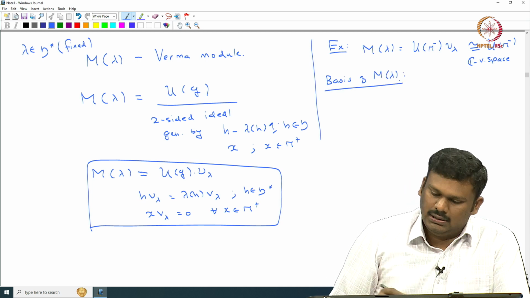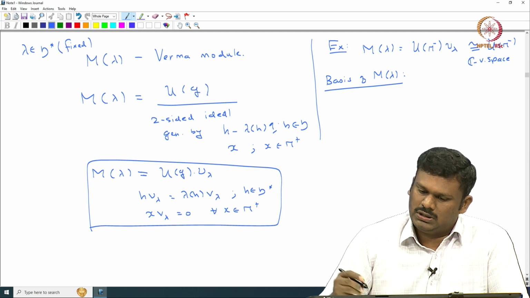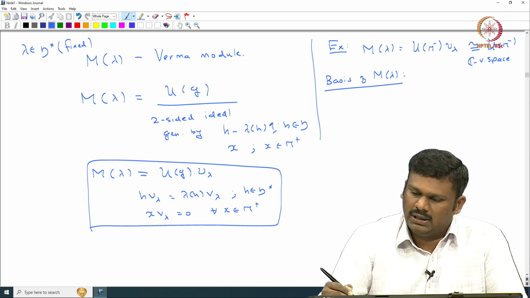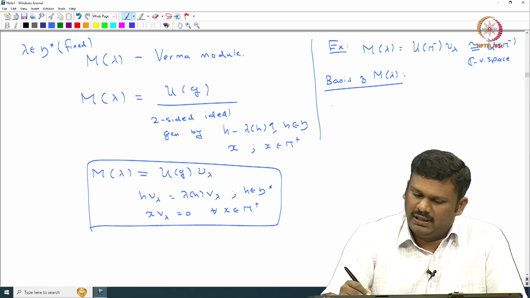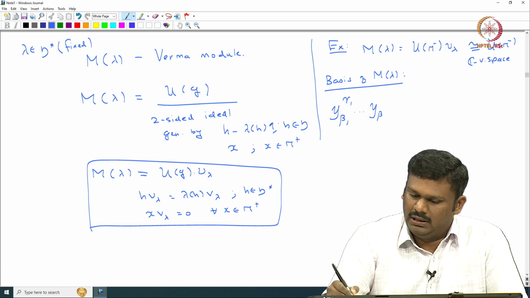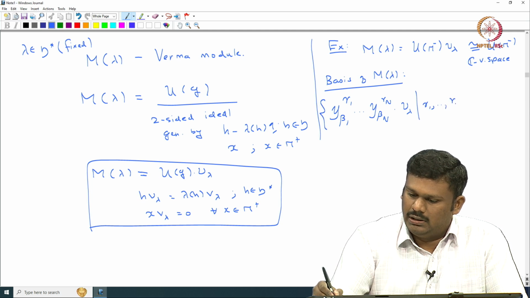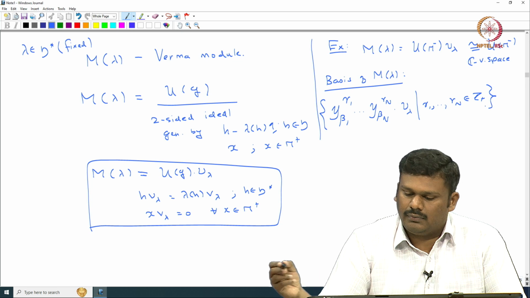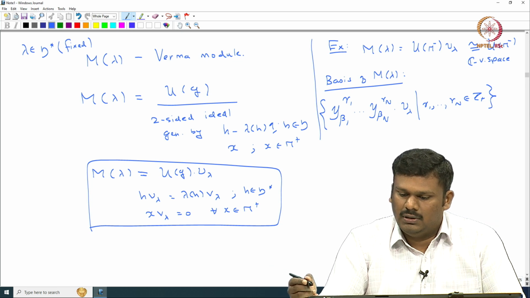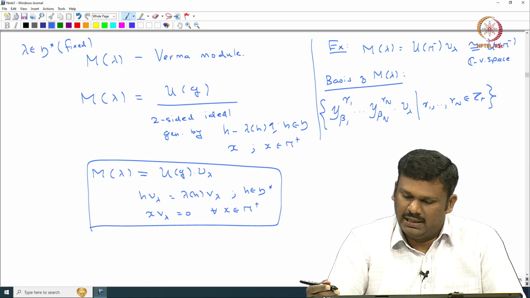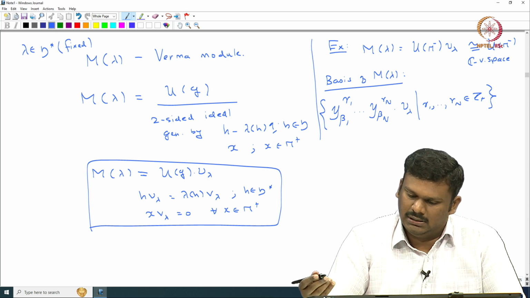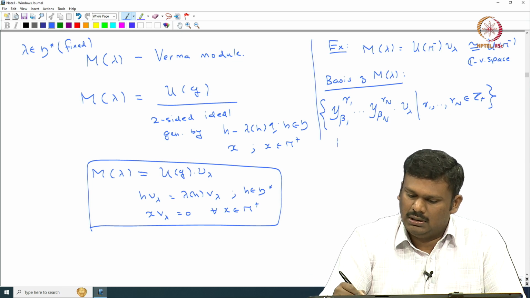In particular, the following is a basis of M of lambda. We fix again the order of the positive roots. Then you can easily see that M of lambda has the following basis: y beta 1 to the power r 1, and so on, y beta n to the power r n, applied on v lambda, where r 1 through r n are all non-negative integers. This is the basis of M lambda that comes from the highest weight vector v lambda by applying these y betas. So, this is what we call the PBW type basis.